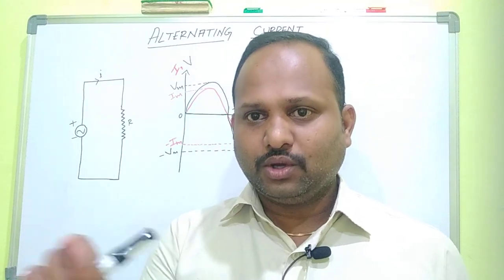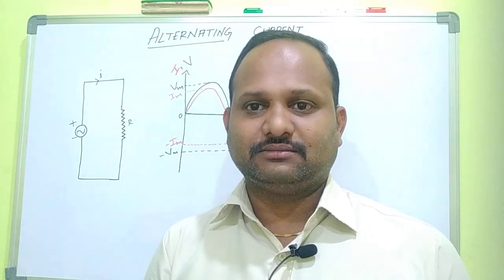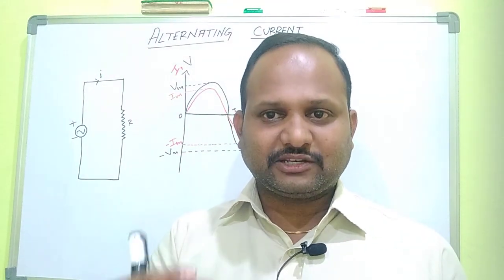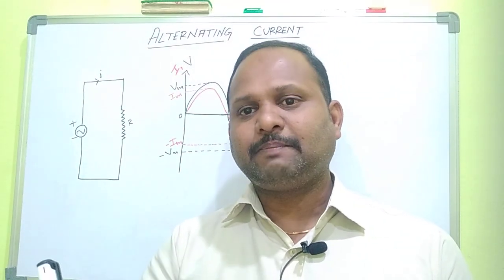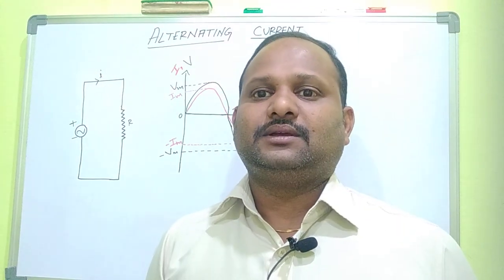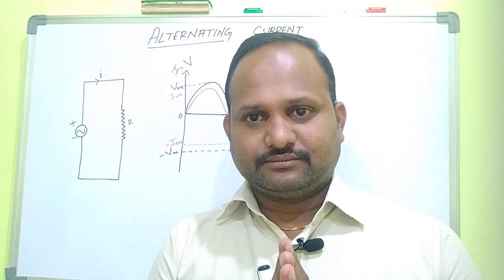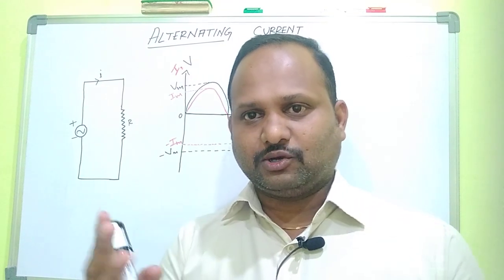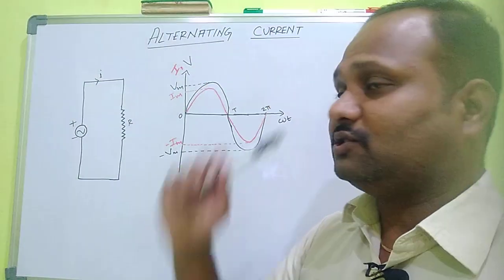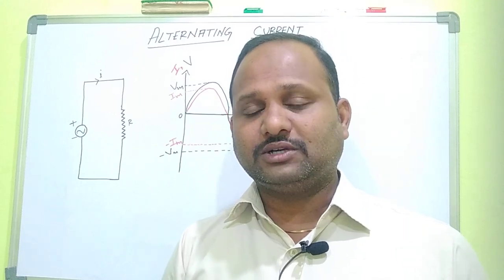There is no constant value of current here, because the magnitude of the current keeps on changing with respect to time, and the direction also changes at regular intervals of time. This type of current is known as alternating current. This is the topic we are going to discuss: alternating current.